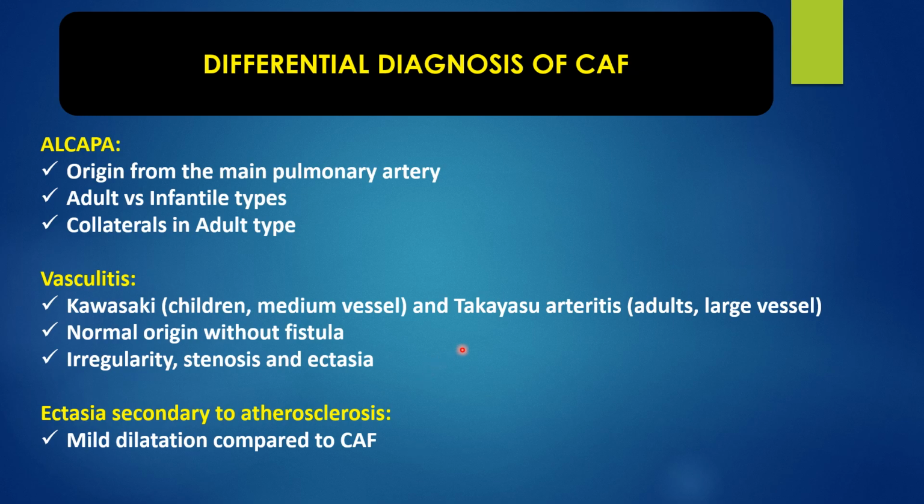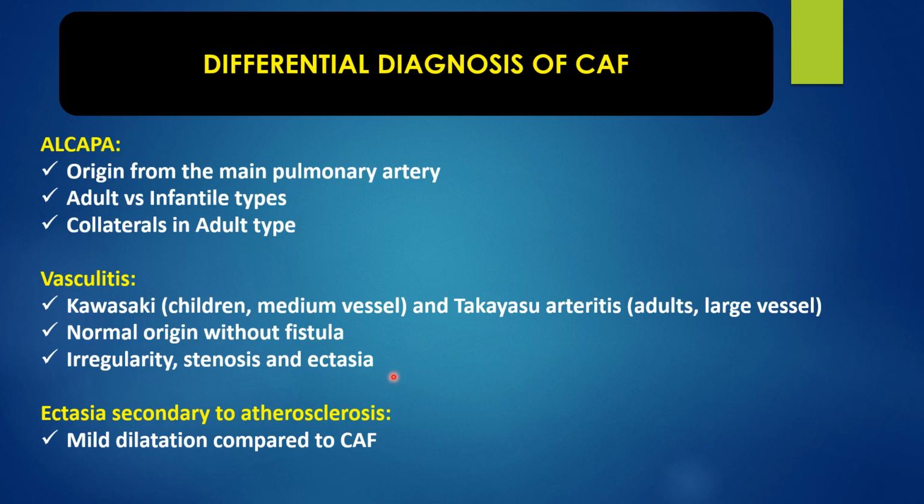Second most common is vasculitis, which can either be Kawasaki disease or Takayasu's arteritis. The profile is different. Kawasaki is in children and it's a medium vessel vasculitis. Takayasu's is in adults and is a large vessel vasculitis. So based on the clinical profile, we'll have some clue that it's vasculitis we are dealing with. Imaging wise, how do we differentiate? If it is a normal origin without any dilatation at the ostia, then it is more likely because of vasculitis rather than a fistula. Second thing is it's just a dilatation that we see and we never see a fistula. It can show irregularity, stenosis, and ectasia.